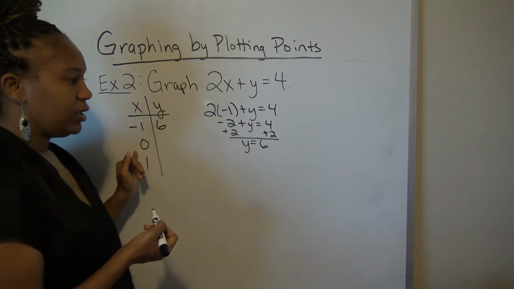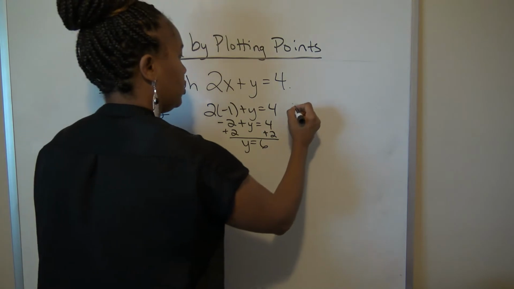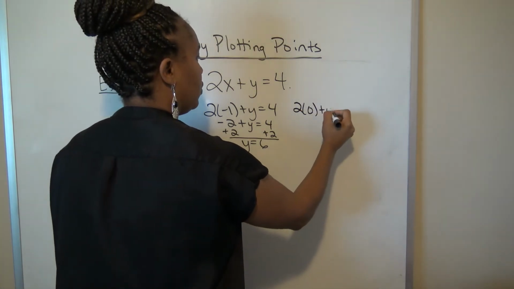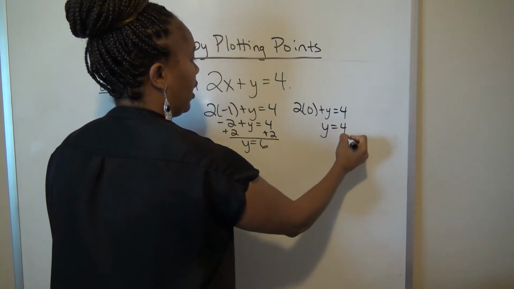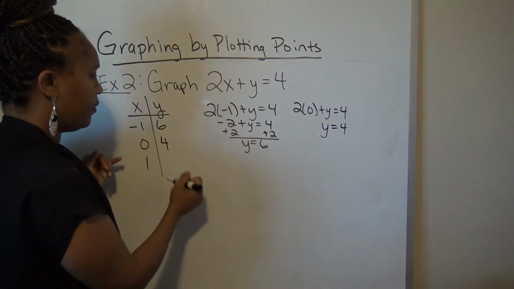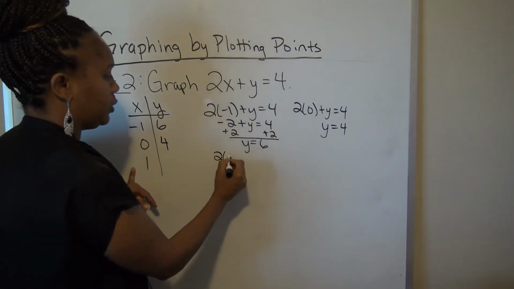Now I need to replace x with 0. So 2 times 0 plus y equal 4. 2 times 0 is 0, so that just gives me y equal to 4. And then I'll replace x with 1.